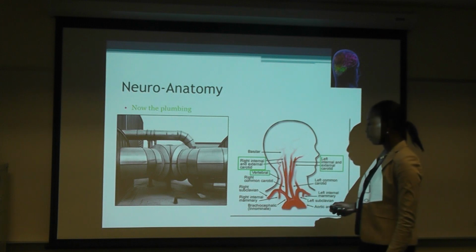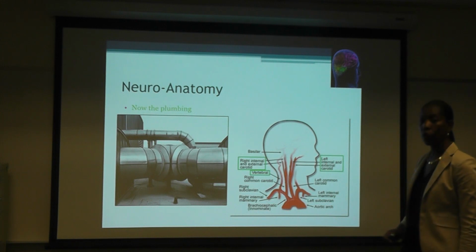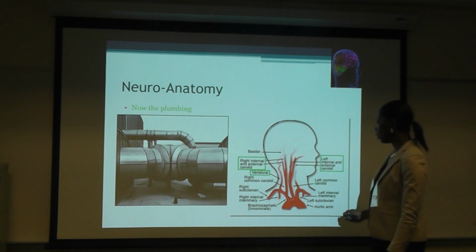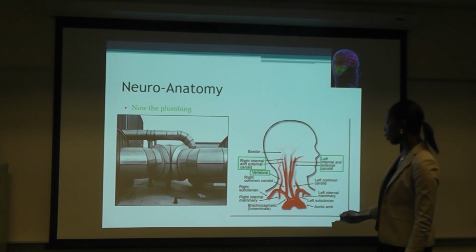Now the plumbing, okay? The plumbing is very important. I'm going to go through the vascular structures so we can talk a little bit more about the plumbing. Okay, you have the aorta here, and off of the aorta you have the right internal mammary artery. Okay, and off of that you can have the subclavian artery that comes off and goes up into the back of the brain. Okay, the subclavian artery comes up and goes into the back of the brain, and then gives rise to the vertebral arteries. Okay, we'll talk about that in a minute.